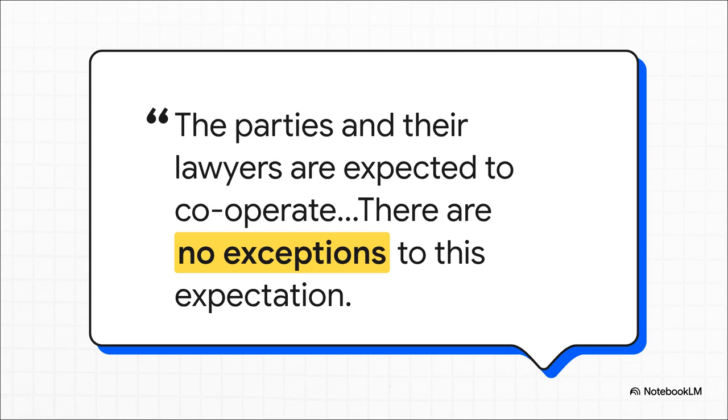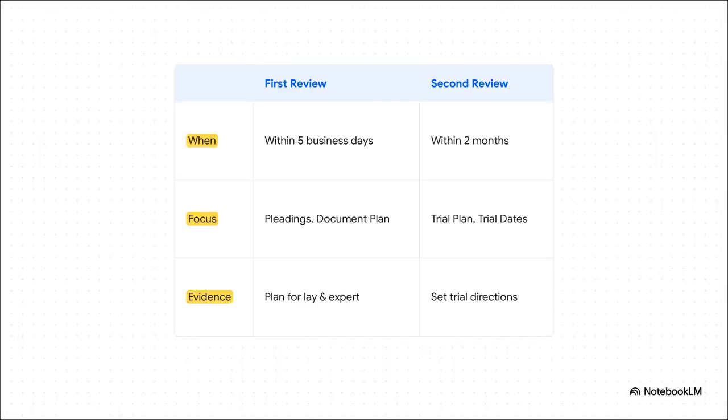I mean, look at the wording from Section 21. There are no exceptions. That's not a suggestion, folks. It's a command. The court fully expects you to work with the other side to figure out the real issues and sort them out efficiently. The whole case management journey is built around 2 main reviews. The first one happens fast, within just 5 business days, and it's all about laying the foundation: pleadings, documents, evidence.